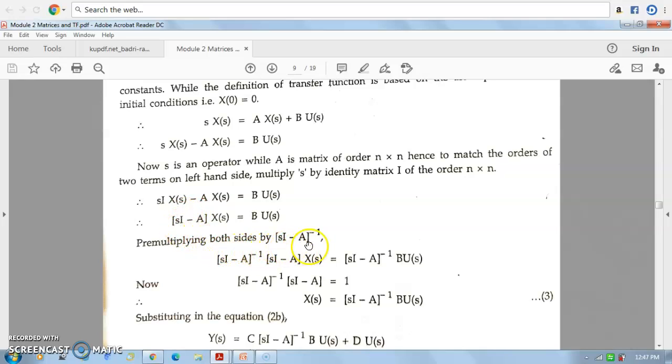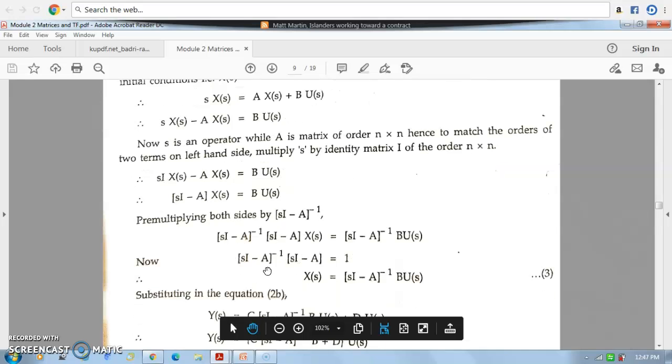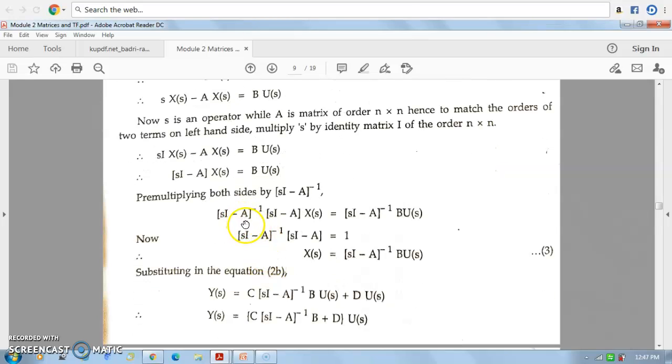Okay, so multiply both sides by sI minus A inverse. So sI minus A inverse into sI minus A into X of s. You know that A inverse A is equal to what? 1. That is the identity matrix. So this is the matrix rule: A inverse A is 1, or identity matrix. Both matrices are the same, so the inverse into that matrix is identity. So it becomes 1, and only X of s remains, and here sI minus A inverse B into U of s, because I am multiplying both sides.